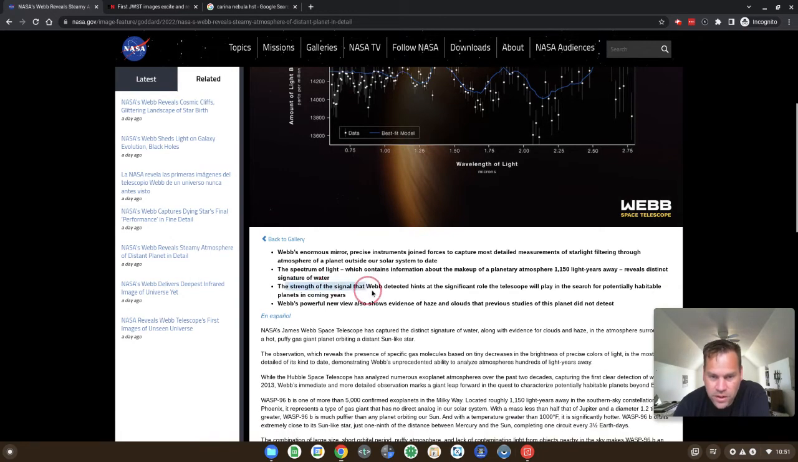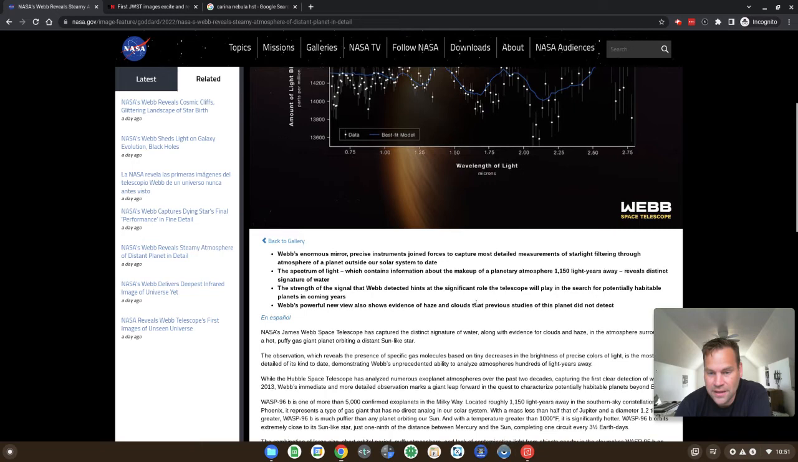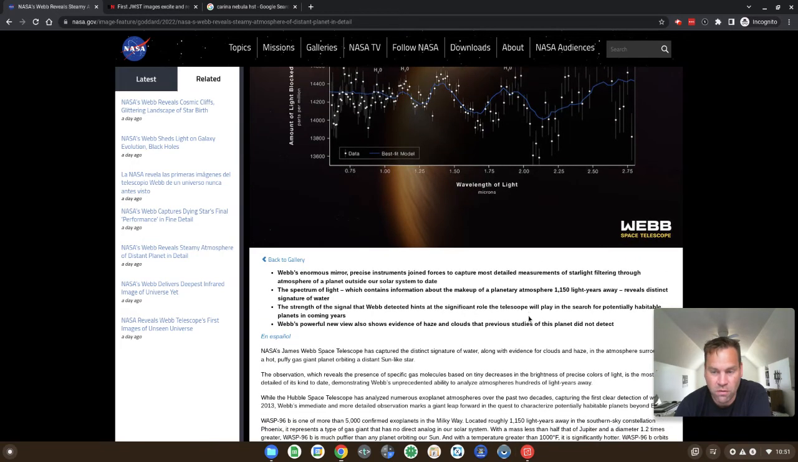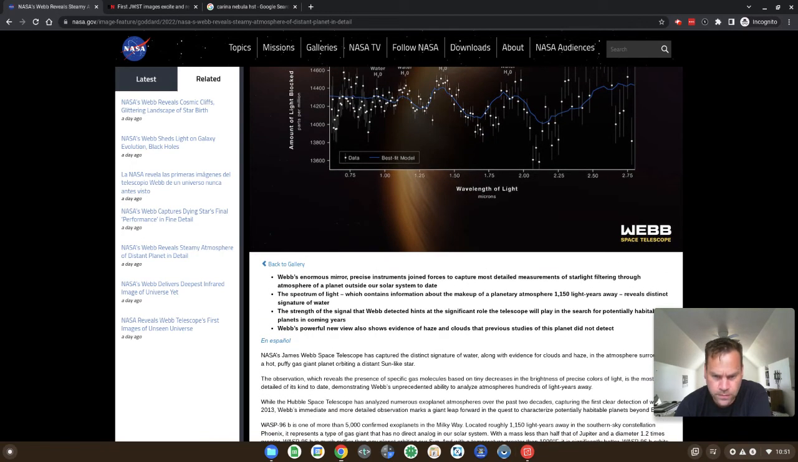And you can see it says here, the strength of the signal Webb detected hints at the significant role the telescope will play in the search for potentially habitable planets. Wow.